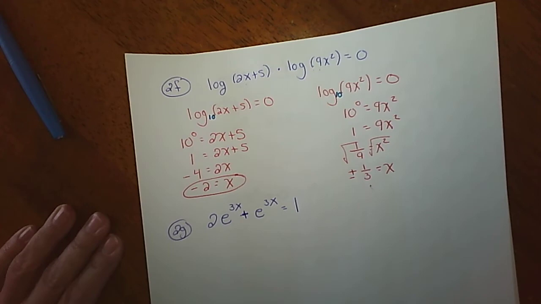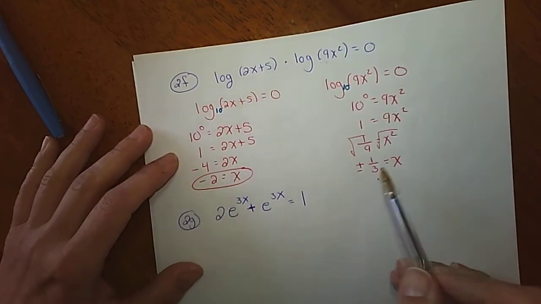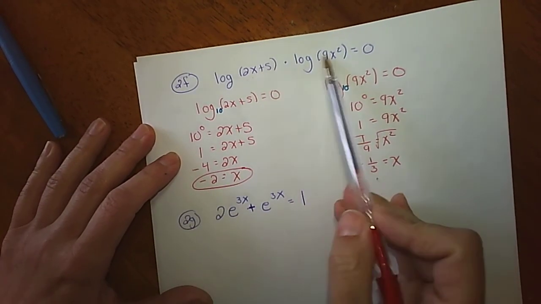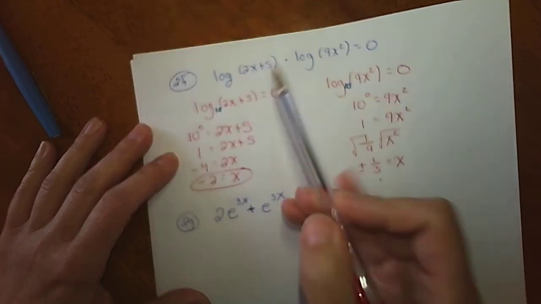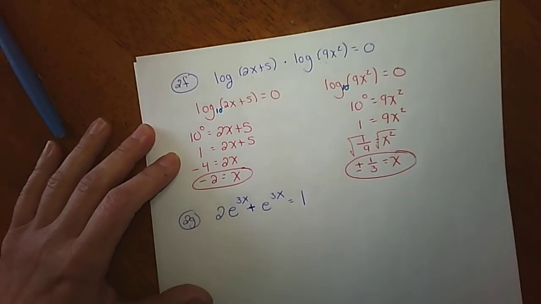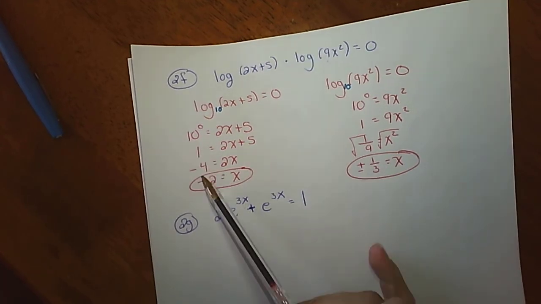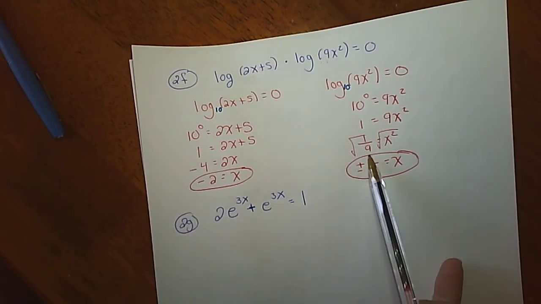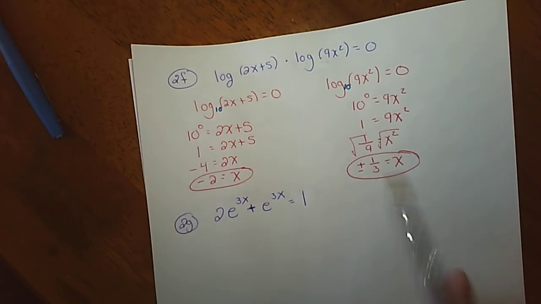Now let's figure out if both the positive and the negative work. Positive is definitely going to work. What about the negative? That will be positive. Yep, so they both work. So I circle that. So there are 3 answers to this question: negative 2, positive 1/3, and negative 1/3.